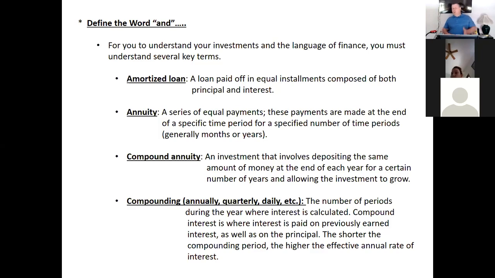Compounding, whether that's annually, quarterly, daily, etc., is the number of periods during the year where interest is calculated. So in the last unit, we had talked about an APR, an annual percentage rate. Well, that is a form of compounding that's compounded annually, or once a year. So compound interest is where interest is paid on previously earned interest as well as on the principal.